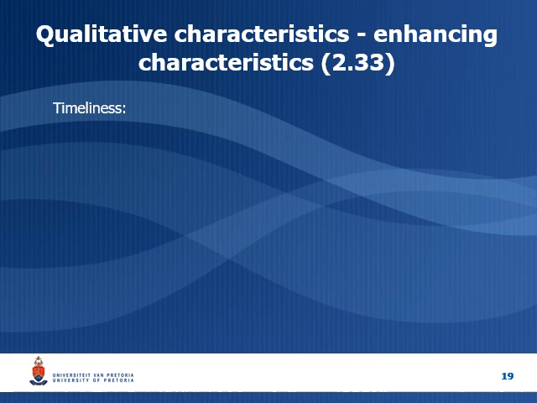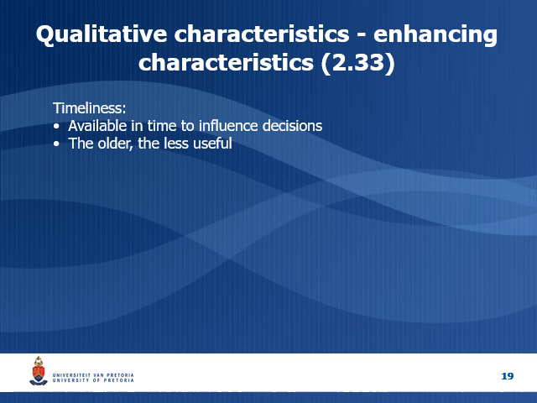The third enhancing characteristic is timeliness. Information should be available to decision makers in time to be capable of influencing their decisions. As a general rule, the older the information is, the less useful it becomes, so the sooner the better.